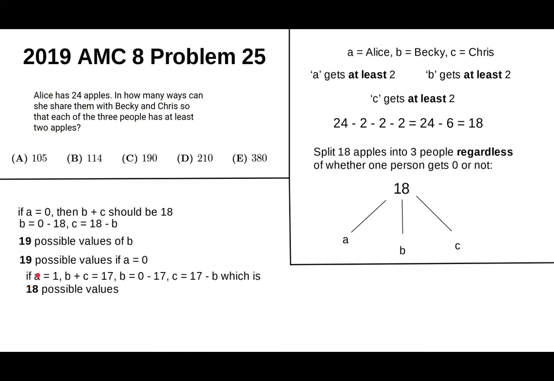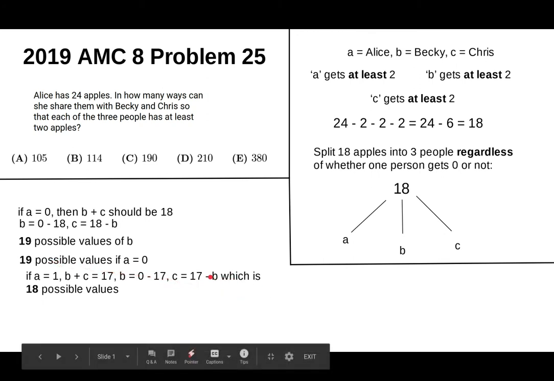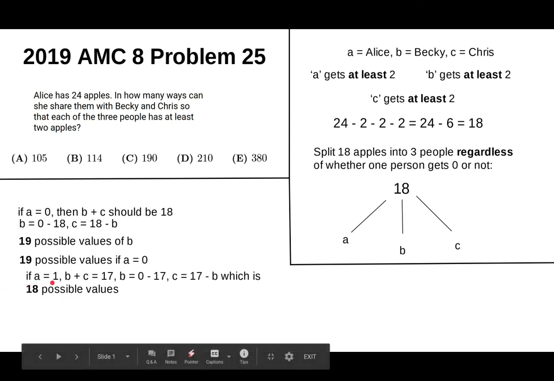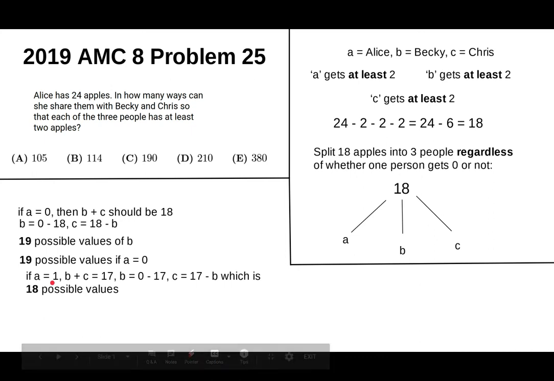So as the value of A increases, the maximum possible value of B decreases, and C is equal to x minus B, where x is the maximum possible value of B. X also decreases by 1 as A increases. There are 18 possible values for B because 0 through 17 contains 18 numbers. And this also means 18 total possible ways of splitting if A is equal to 1.